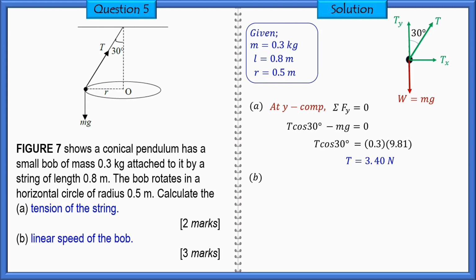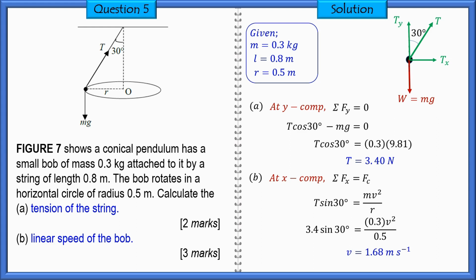Then you need to calculate the linear speed of the bob. To calculate the linear speed of the bob, we refer to the x component, because at the x component, the net force is equal to the centripetal force. Centripetal force is equal to mv squared over r. At the x component, there is only Tx, which is represented by T sin theta or T sin 30. When you substitute the values, and also the tension that you calculated in part a, you will get that the linear speed of the bob is equal to 1.868 meters per second.